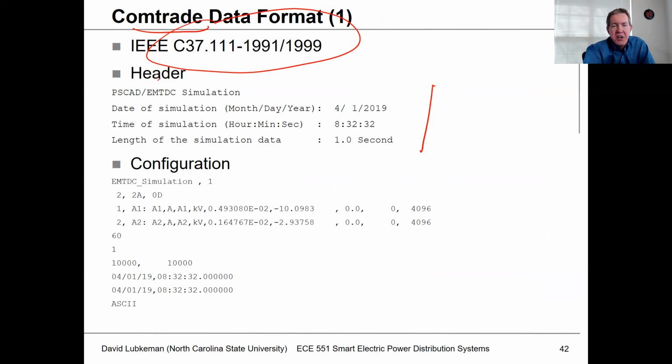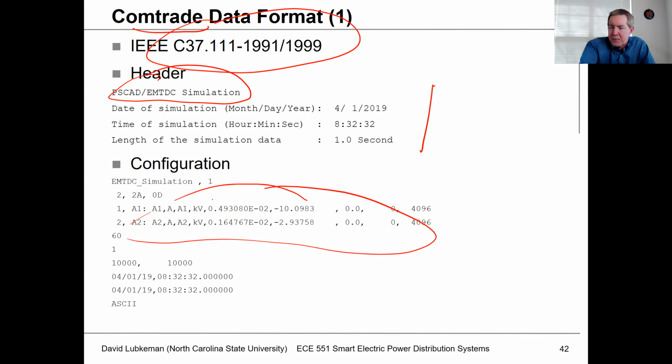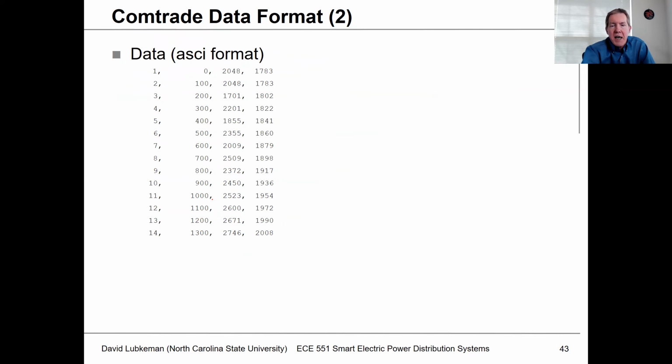Now, in this case, this came from a simulation, but it'll have a header file about when it was generated. It'll have information about the channels that you capture. And then the data, there's an ASCII format, there's a binary format. This is the ASCII format. What it does is capture the time step difference between the points. It captures voltage and current information.